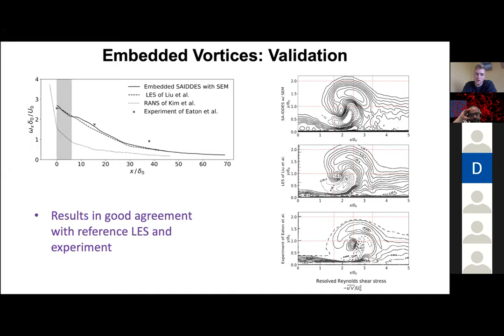We compared our data to a reference LES case and an experimental case, and we got quite good agreement. You can see here the peak vorticity along the length. We match quite well to the previous LES studies of this. The resolved Reynolds shear stresses are shown here as well, and again, we're matching these at a point of 15 boundary layer thicknesses downstream of the inlet. We're matching the profiles of these quite nicely, so it's showing that the method is working quite well in this case, with the three-dimensional inlet.